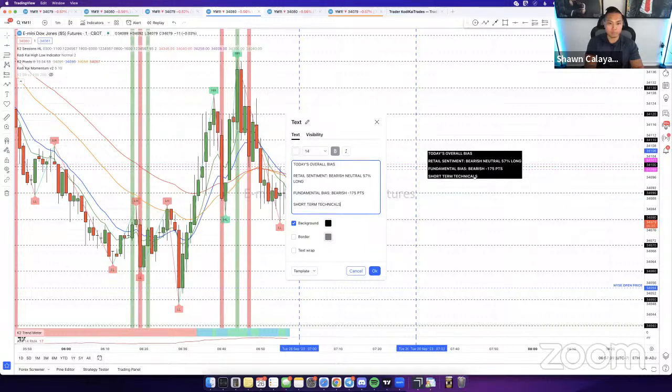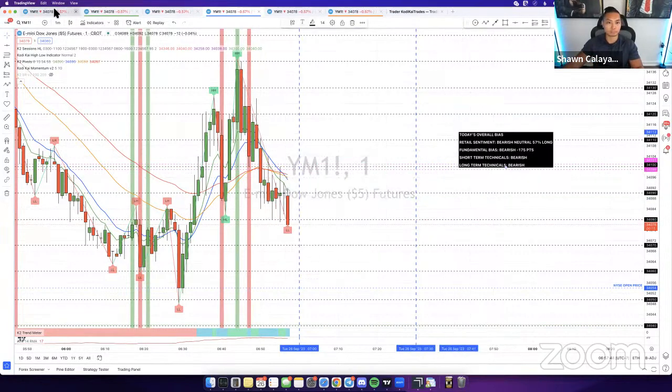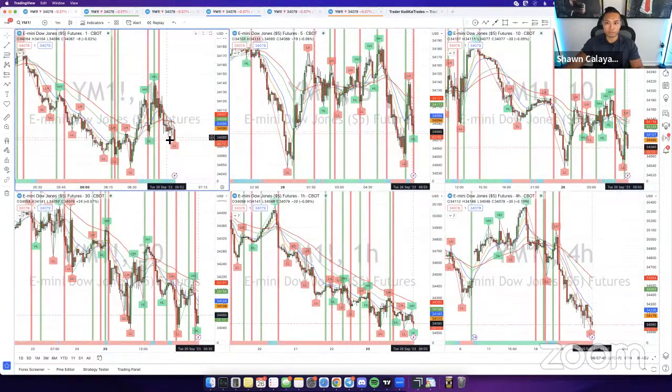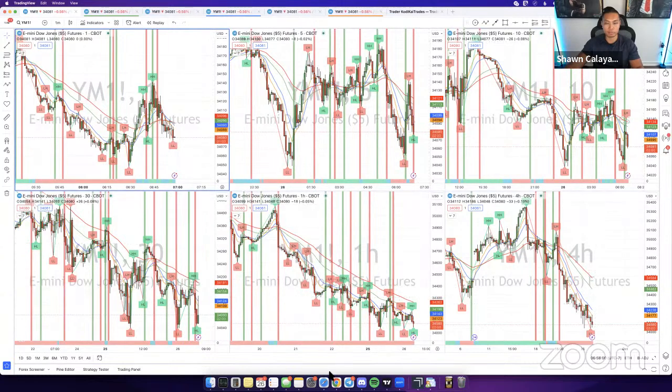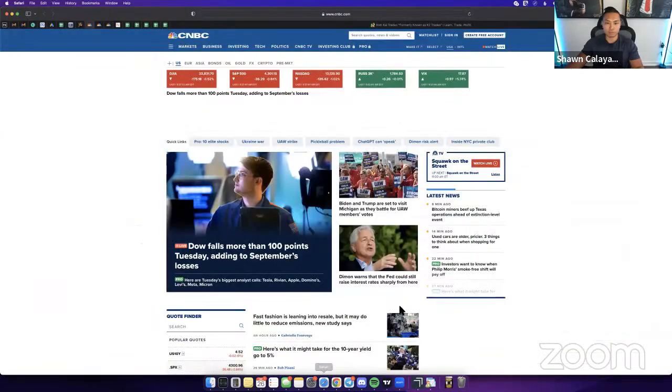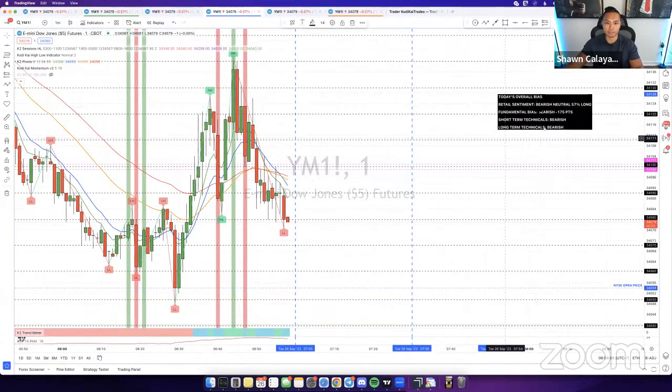Short-term technicals, I'm going to take a long shot. I'm going to say it's bearish. Long-term technicals, and I'm going to say this is bearish as well. So let's take a look at that real quick. Yeah, short-term over here is bearish. You can see prices below the pivots. Trend meter is red. Pivots are angling down. On the higher time frames, same thing. Prices below the pivots. Trend meter is red. Pivots are angling down. So pretty much bearish bias with regard to the technicals. So we have a bit of a bearish bias here.